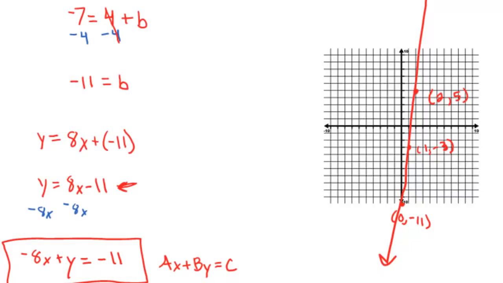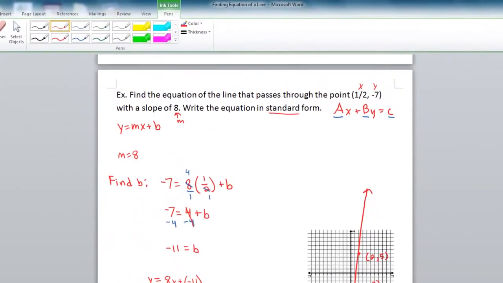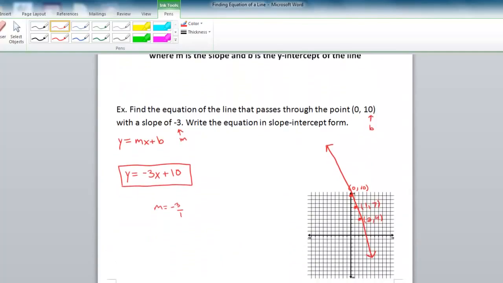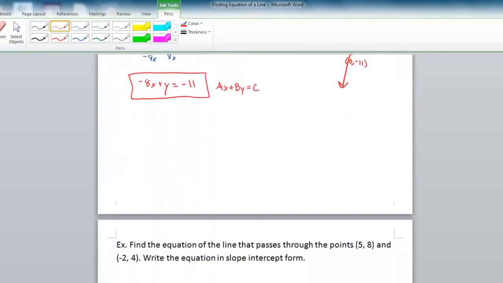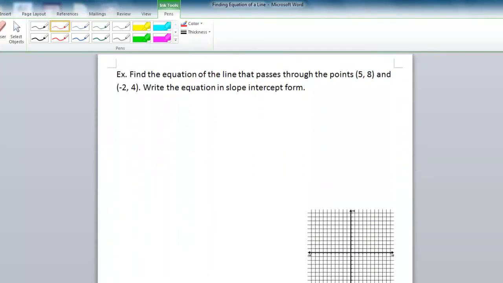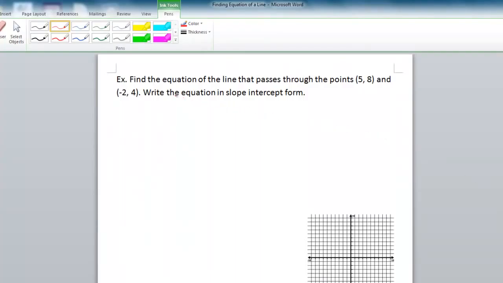Now, in this example, remember, we were given the slope and we were given a point. The same is true for the first example. We were given the slope and we were given a point. In this last example, we're given 2 points. Find the equation of the line that passes through the points 5, 8 and -2, 4. Write the equation in slope-intercept form.